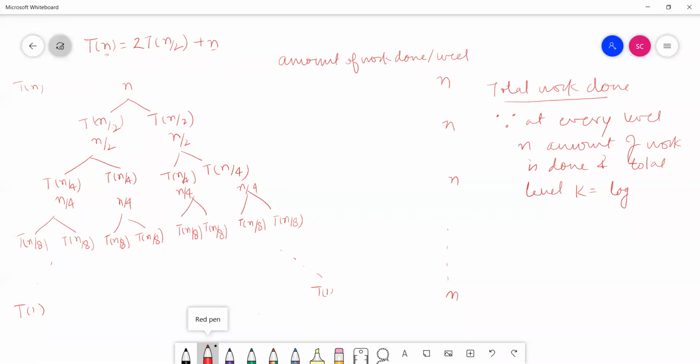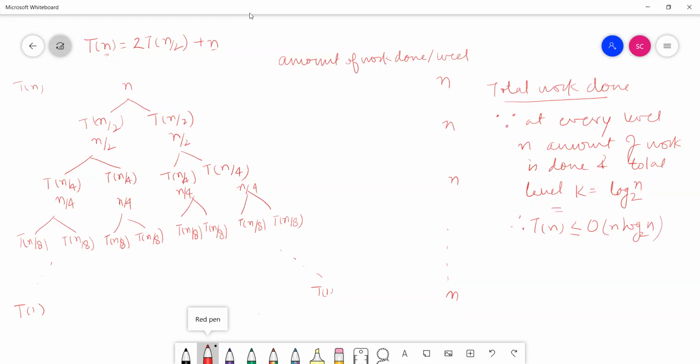It is log n base 2. Always remember this is b. Simple, you have to write log n base b. So the total number of levels is this, and at every level we are doing this amount of work. Therefore, T(n) is less than or equal to order of n log n base 2.